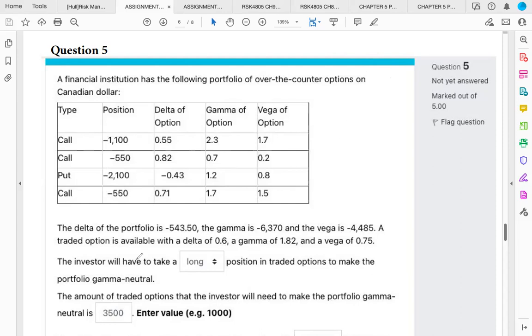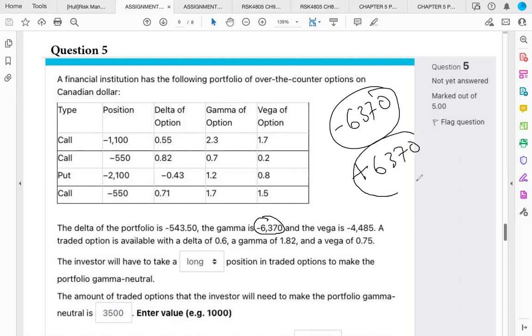Okay. So the first question is, we're being asked, what position should the investor take to make the portfolio gamma neutral? Okay, so our portfolio has a negative gamma, right? So we know to make our portfolio gamma neutral, we will need to add assets to the portfolio that have a positive gamma of 6,370, right?